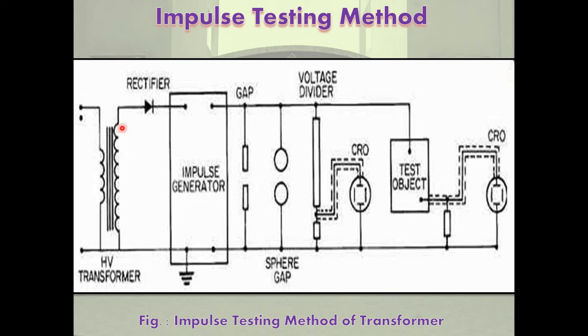Here, this is a HV transformer. This is a rectifier. This is an impulse generator. This is a sphere gap. This is a rod gap. This is a voltage divider circuit. This is a CRO, and this is a test object. And this is also a CRO to measure the value of impulse wave.